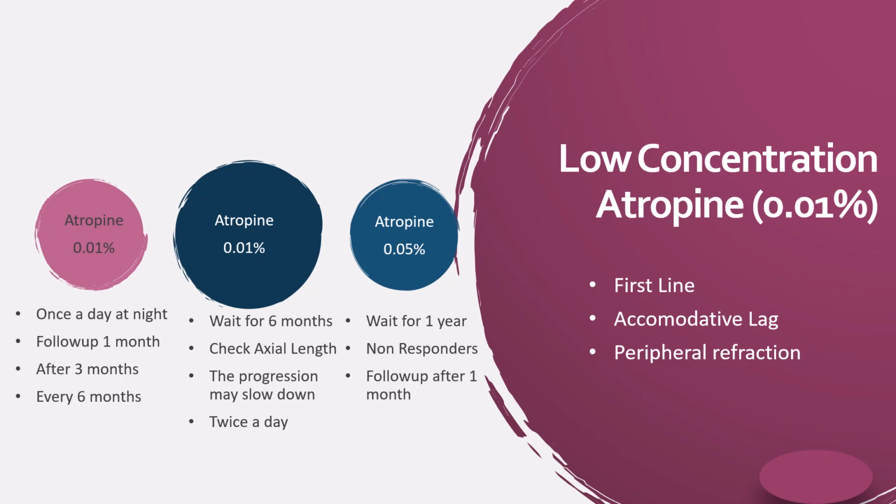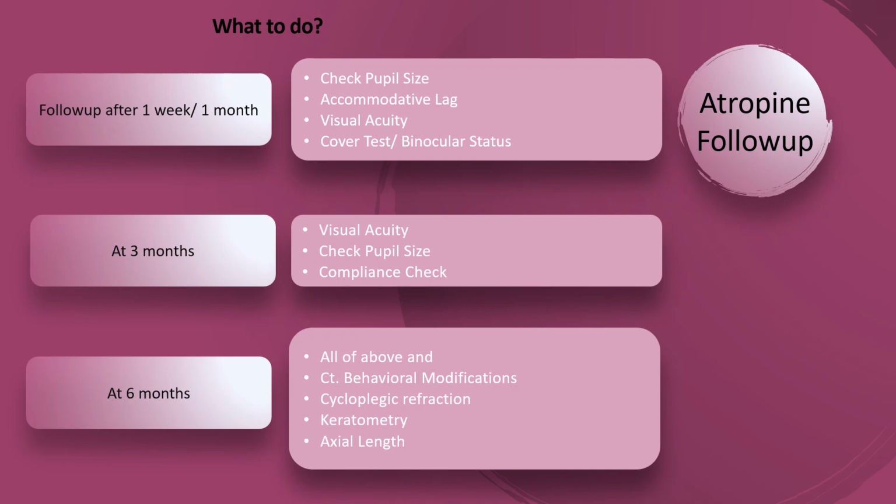Sometimes what happens is that the progression may slow down but not obliterate completely. At this point of time, we have seen that twice a day works better than once a day. So for us, if the progression is real quick, we will start low concentration atropine twice a day in the first instance itself. I would be talking about it later in a separate lecture. And then if it is not responding, we are giving atropine 0.05%, which will come up in the market in a couple of months by Entod and by Sun Pharma. So this is how you have to follow up. As I already said, you have to do the compliance check. That is very, very important.